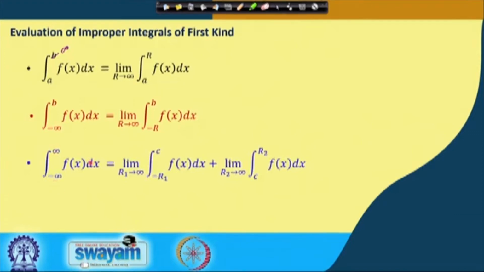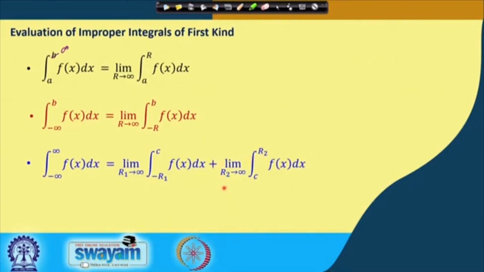If we have again the first kind integral, but with both limits, minus infinity and plus infinity, then we will break this integral into two parts. One we take with the limit r1 to infinity, where we have replaced the minus infinity by minus r1, and the plus infinity is replaced by r2, and we take r1 to infinity and r2 to infinity.